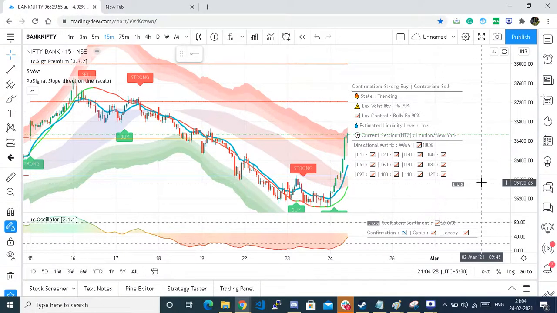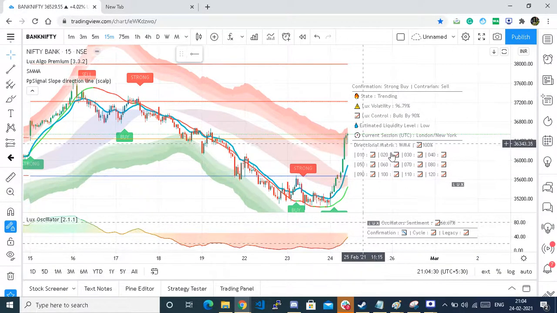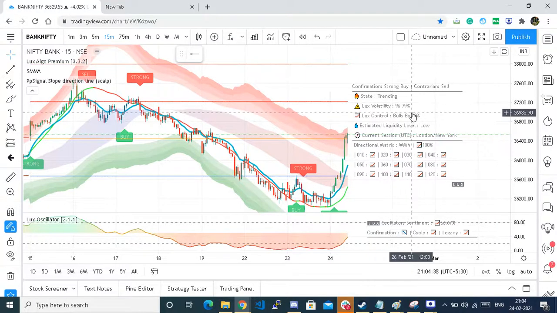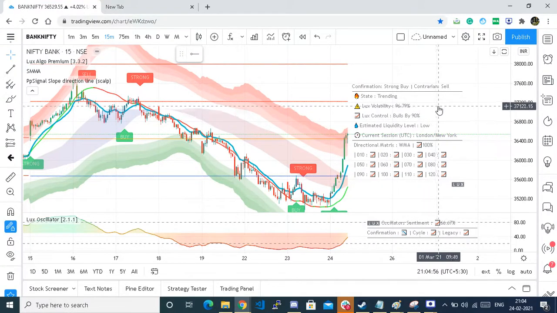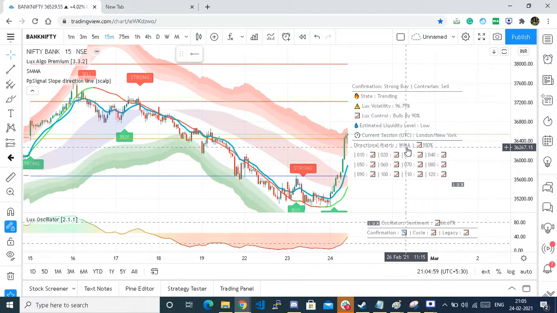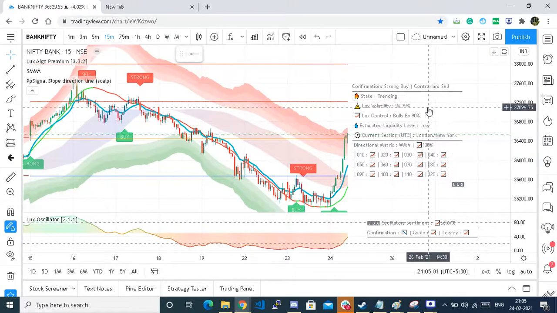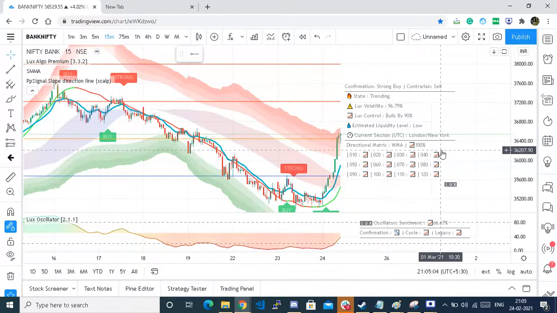Here you can see a dashboard, which gives you live information on the strength of the trend. Here it says trending, and the volatility is around 96%. So this clearly says that the volatility has shot up to almost 96, 97%, and also you can see the bulls are clearly in control by 90%. That gives you a conviction of going long, and also the volume and the liquidity as well.